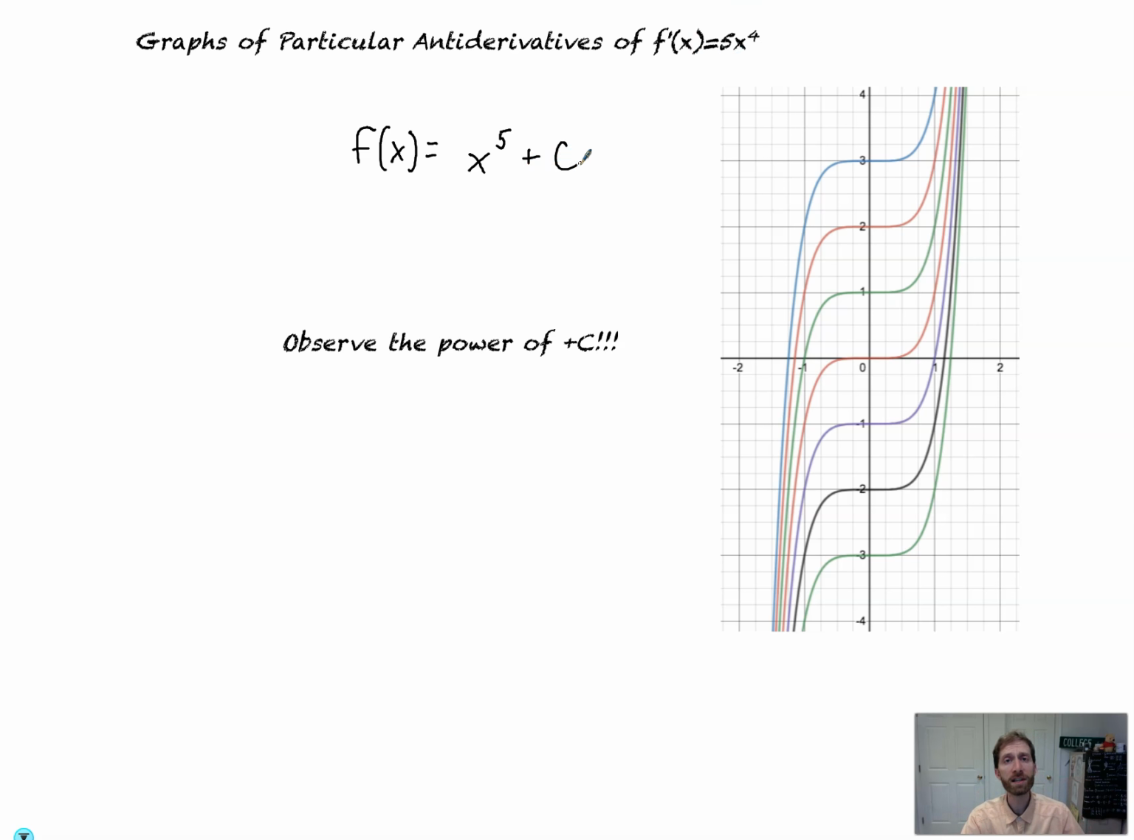So we need that plus c every time you antidifferentiate, because if we don't have it there, we're not considering all the possible solutions. We'll get into how to figure out and pin down the exact c value later on. All right, let's keep rolling.